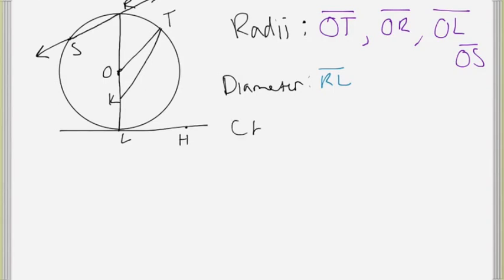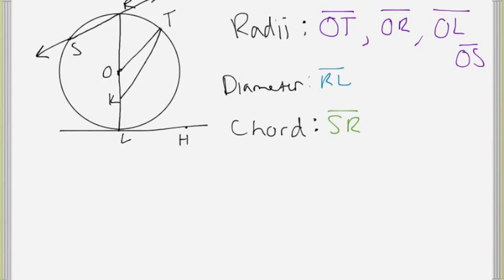What about a chord? SR is one as a segment so that it ends at point S and ends at point R. RT would be one if we would draw that in. Really, we could connect any of the points on the edge of the circle as well. RL would also be one. A diameter is a special example of a chord.